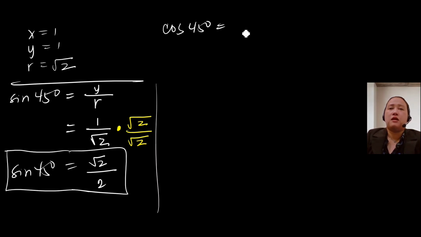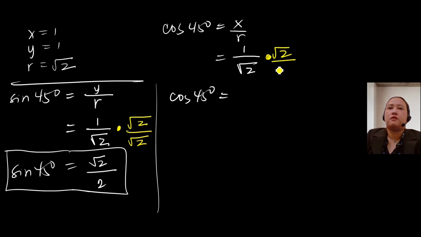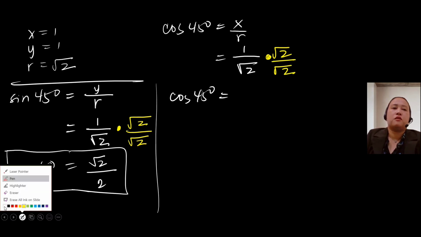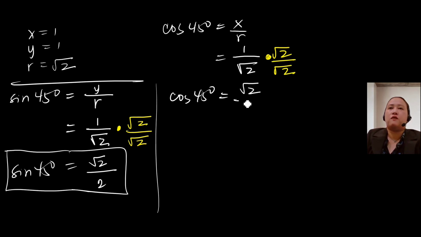Next, cosine of 45 degrees. That is x over r, or abscissa over the radius. Again, cosine is abscissa over the radius. So abscissa is x, so that is 1, and then r is square root of 2. So we can actually rationalize it again. Square root of 2, square root of 2. So 1 times square root of 2 is square root of 2 over 2.